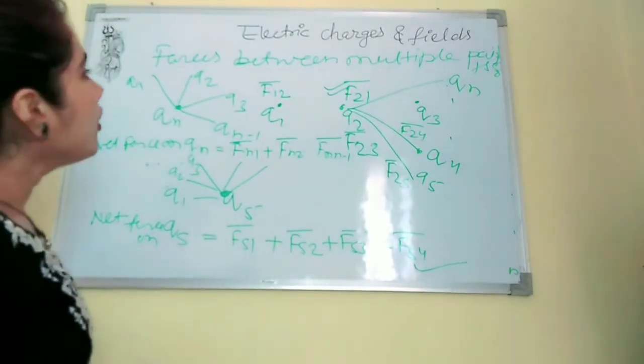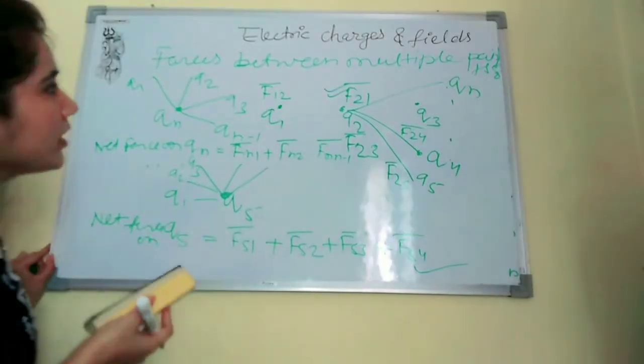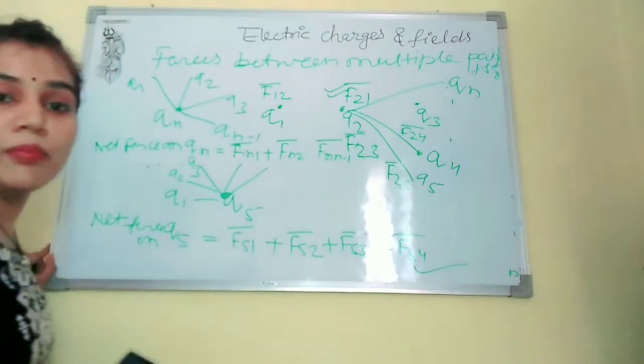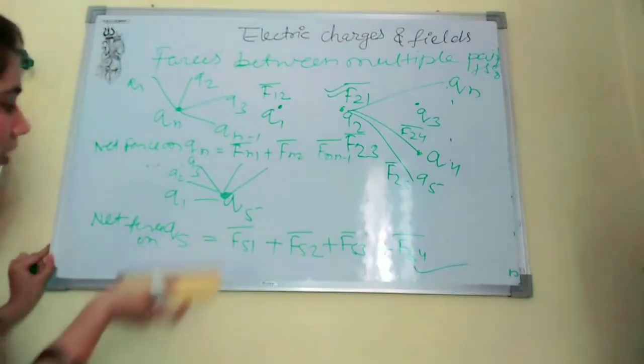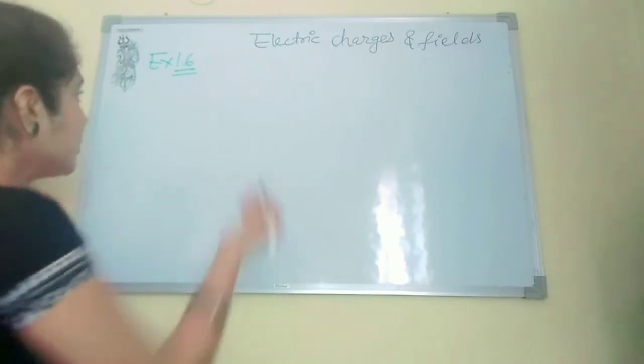Okay, now just see one example, one numerical example which is based on Coulomb's law. Example 6 of your NCERT book.